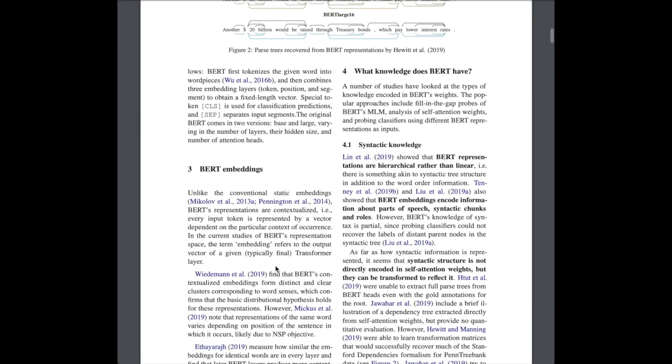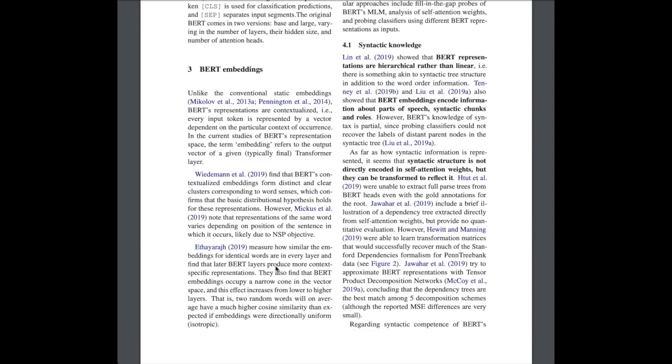So they start off the survey by describing different studies on the embeddings learned by BERT, showing a study that says that the distributional hypothesis of these word representations holds, another study showing that the representations of the same word vary depending on the position in the sentence. You know how the BERT model has sentence A and then sentence B. They find that the representations of the words, or the embeddings, are different depending on whether the word appears in sentence A or sentence B. So this shows different studies.